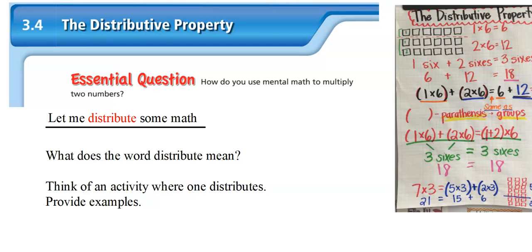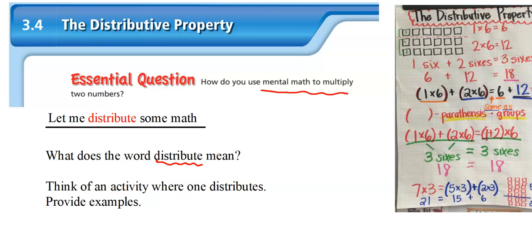Hello, today's lesson is on 3.4 and it's all about the distributive property. You've probably used the distributive property to do mental math to multiply two numbers, and particularly if it's two double-digit numbers. And so I'm trying to get you to think about, what does the word distribute mean?